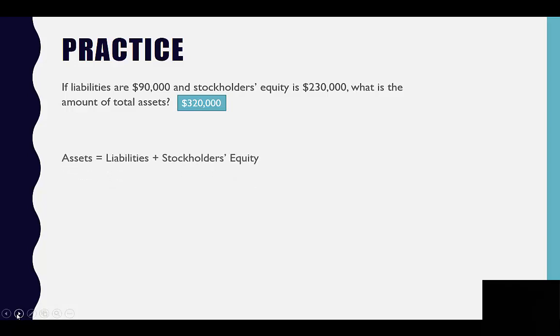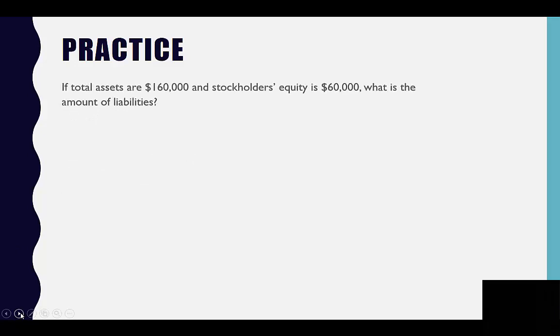Well, how did we get this? If assets equals liabilities plus stockholders' equity, we can fill in what we know and solve for what we don't know. The question tells us that liabilities are $90,000 and stockholders' equity is $230,000. Assets must be $320,000. We are simply solving for x, the variable being assets in this case.